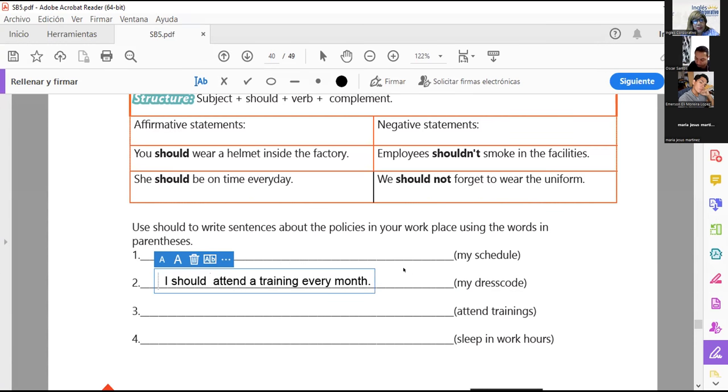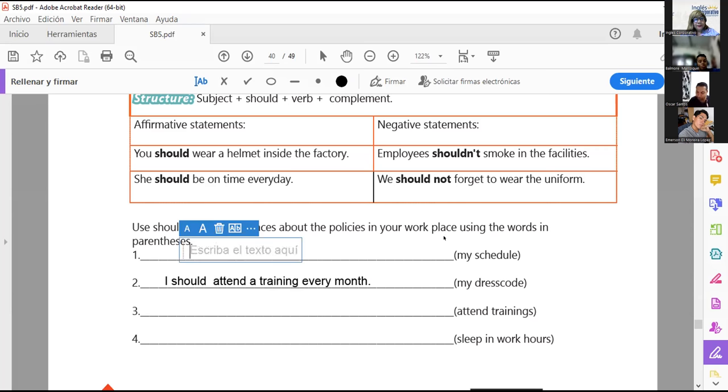Good participation. Okay, Valmore, number one. Tell me, Valmore. You should respect my schedule. Can you repeat it, please? Respect. My schedule. You should respect my schedule. So because your boss doesn't respect your schedule, then you say, you should respect my schedule. Good, Valmore.